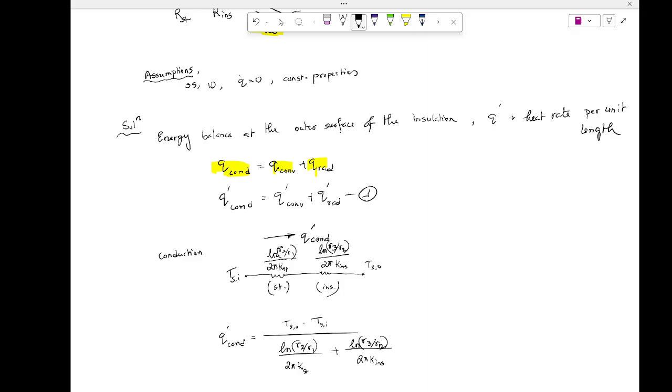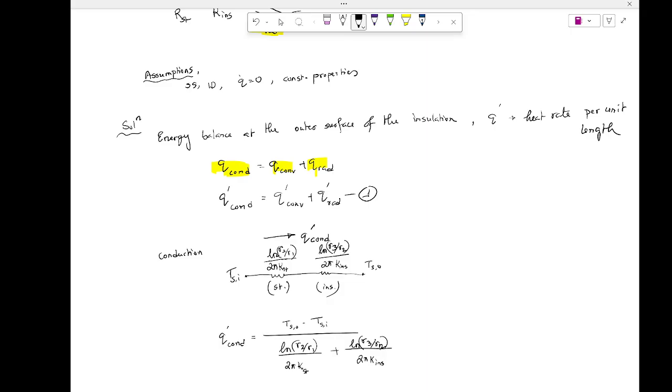Do you know R1, R2? Do you know K steel, K insulation? Do you know pi? 22/7. You know the temperature? TSI, TSO? TSO you assume 50 degrees Celsius. TSI you know 575, right? So that means, can you find the Q conduction?